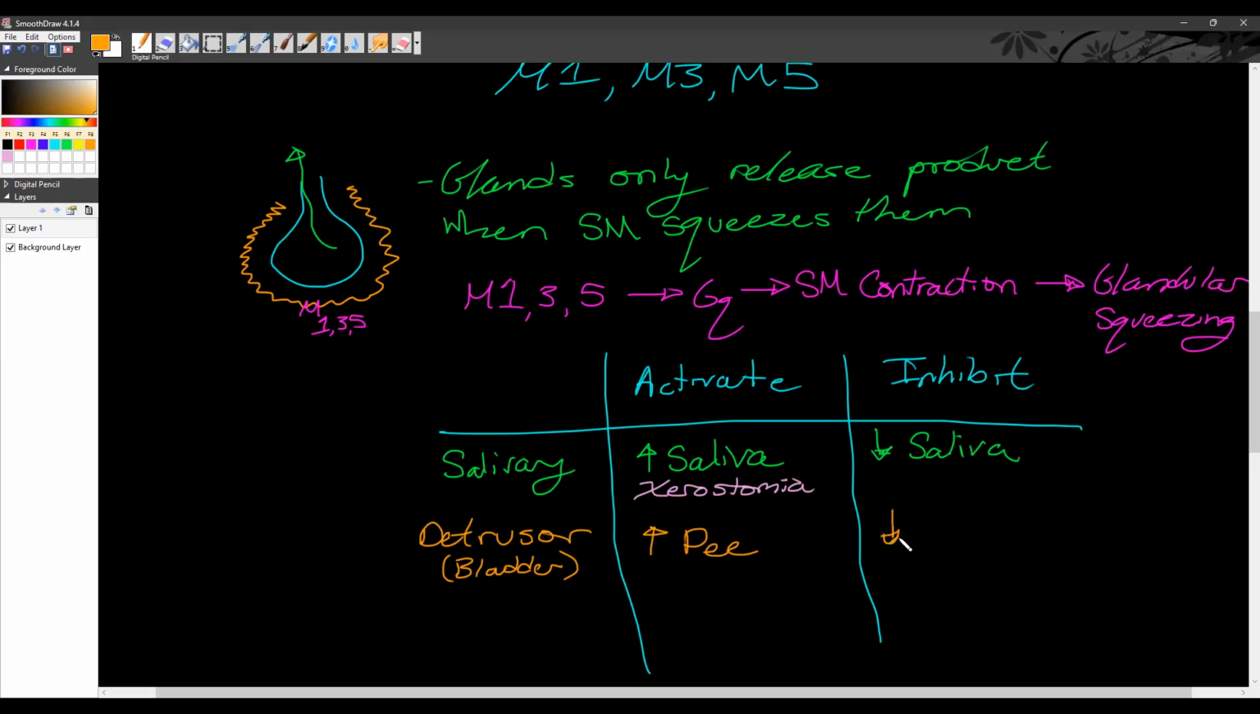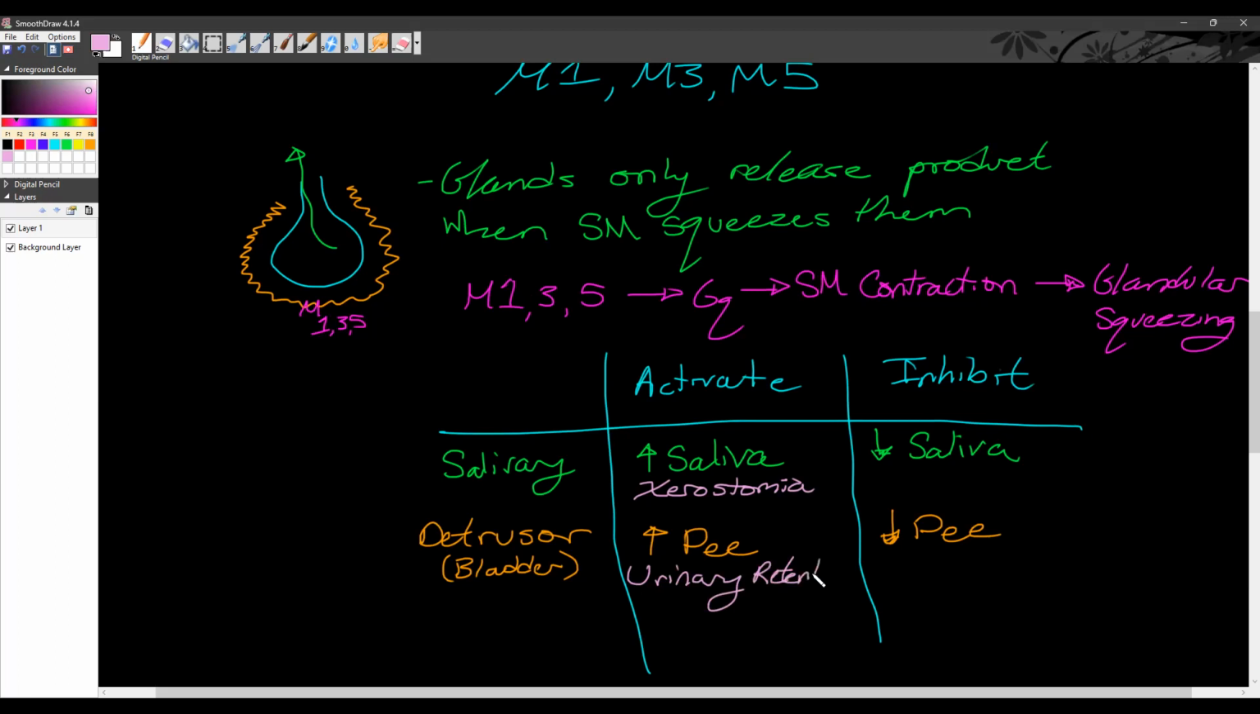What about if you inhibit? You're gonna decrease the amount of pee, right? So what is a condition in which we would want a muscarinic agonist to make someone pee more? What would be a condition that would be useful? Urinary retention. Yeah, urinary retention.